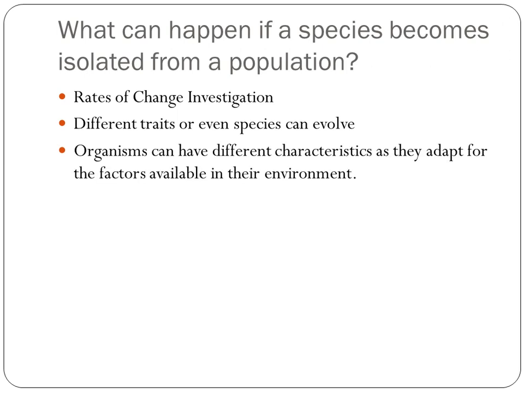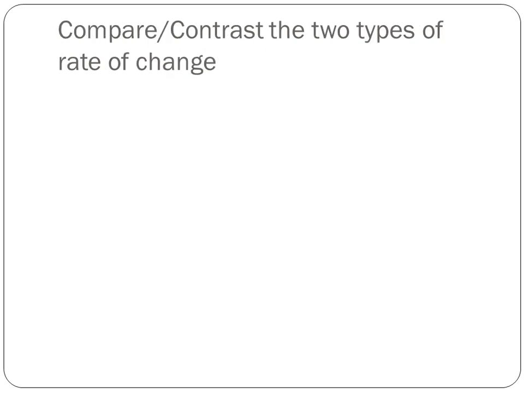For example, organisms can have different characteristics as they adapt to the factors available in their environment. And we saw in that investigation that on one island they didn't have predators, so they were able to grow much larger and have lots of available food. Whereas on the island where they had predators, they stayed much, much smaller. That is an example of how becoming isolated from the rest of the population can have a big impact. Next, we have to compare and contrast the two types of rate of change.